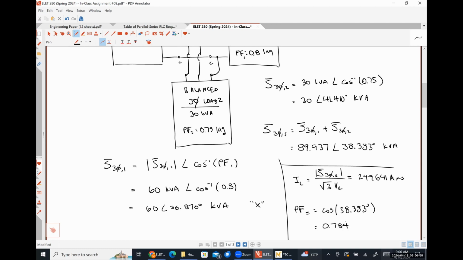0.784. Is it leading or lagging? Why? Because the angle is positive. All right. First problem's done.